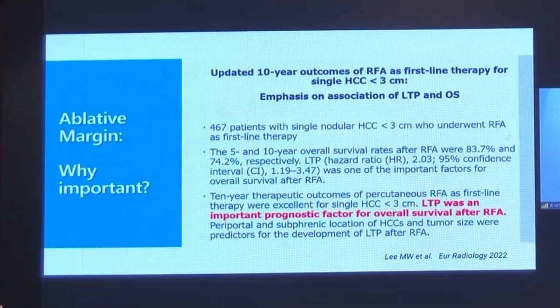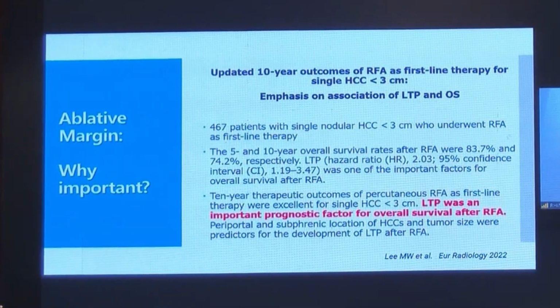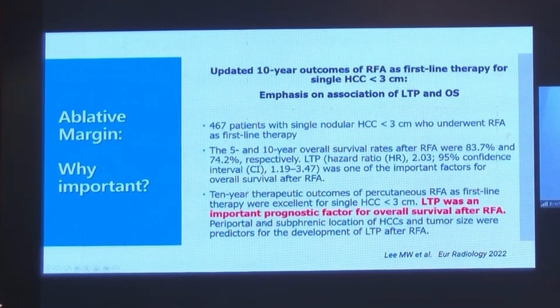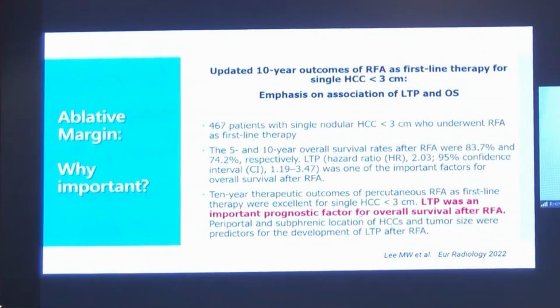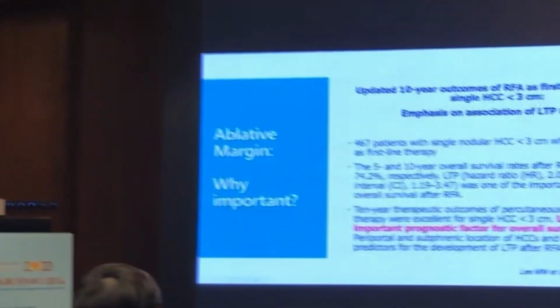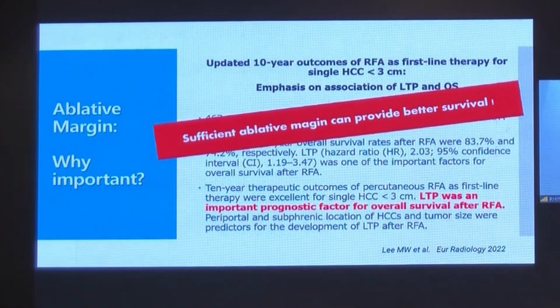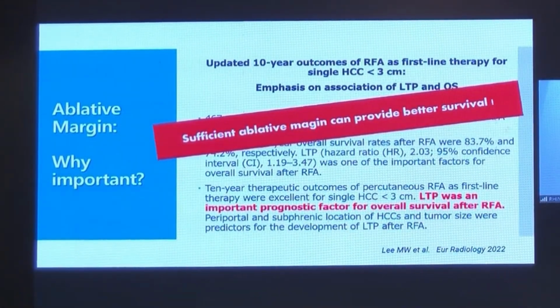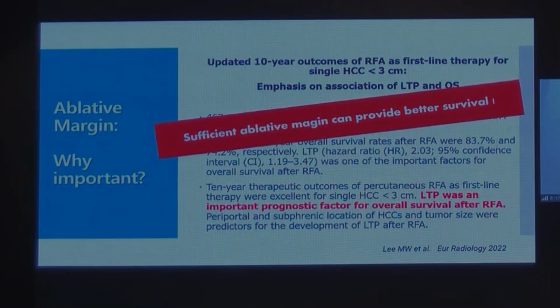Another recent study of ours updated the 10-year outcome of RFA as the first-line treatment for single HCC smaller than 3 centimeter. Our study also demonstrated local tumor progression was an important prognostic factor for overall survival after radiofrequency ablation. Again, sufficient ablative margin can provide better survival. That's why we should achieve sufficient ablative margin as much as we can.